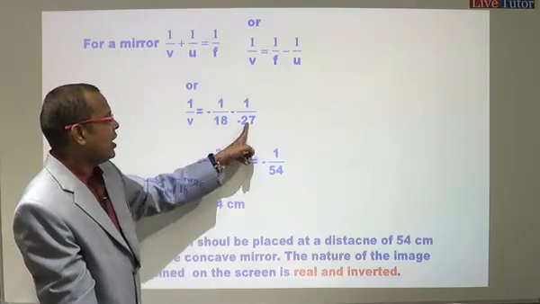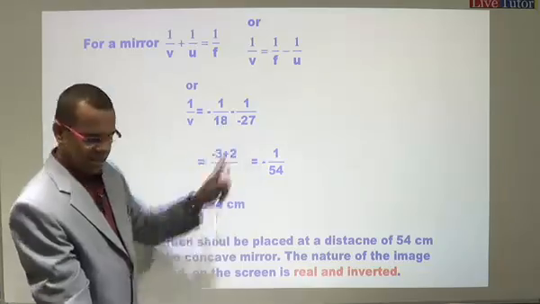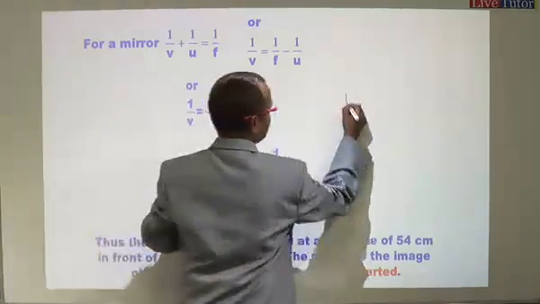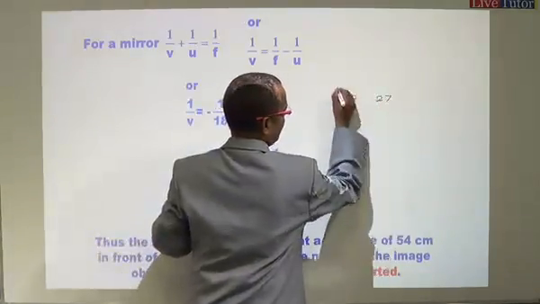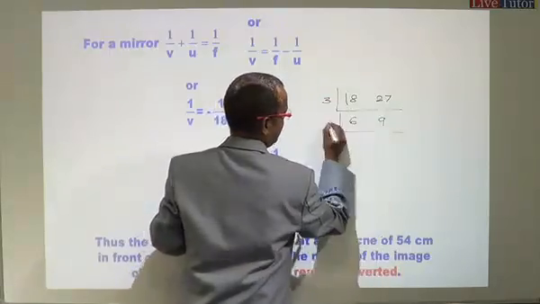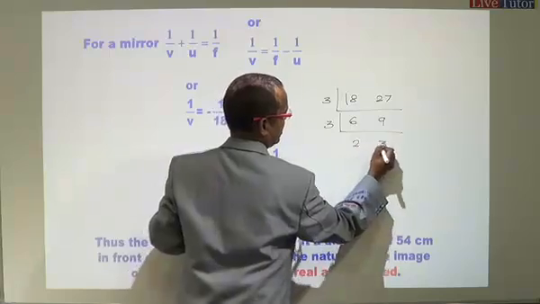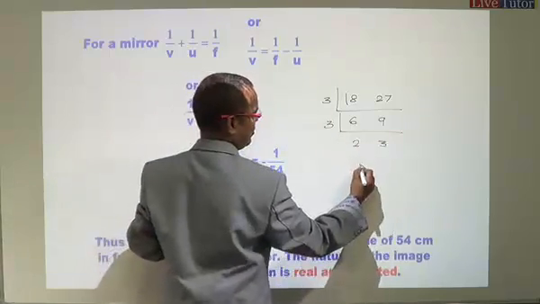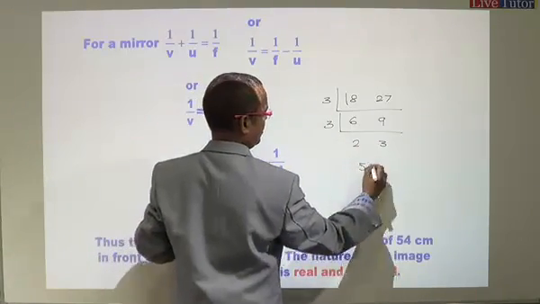Now take the LCM for 18 and 27. To take the LCM of 18 and 27, divide by 3 first, and again divide by 3. Now multiply these together, you will get 54.